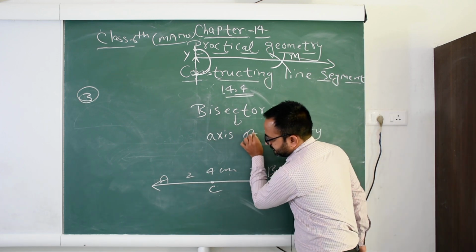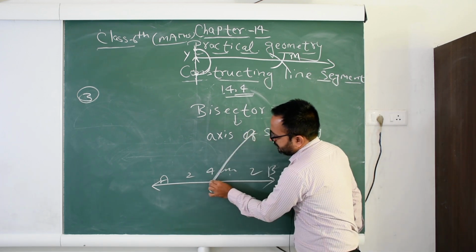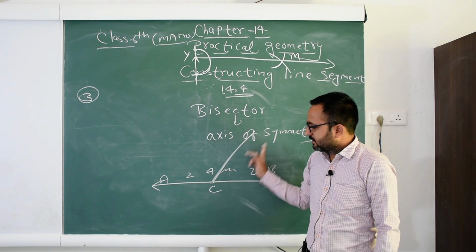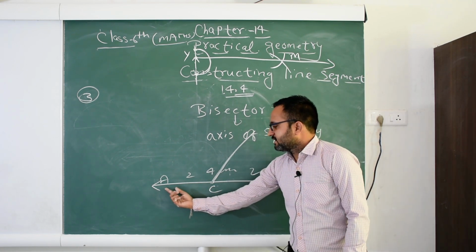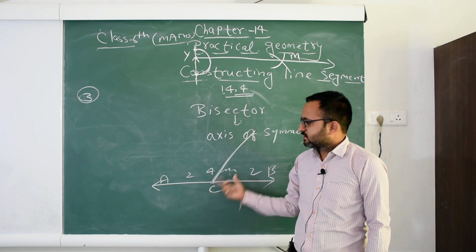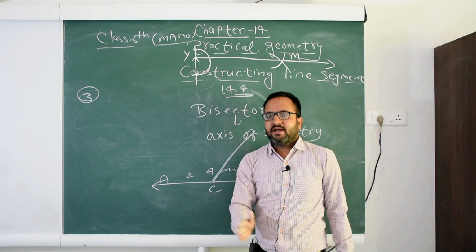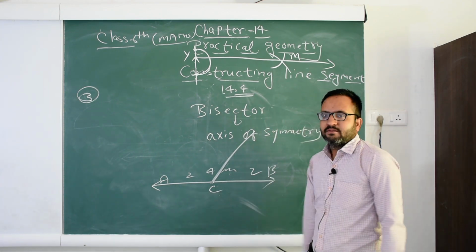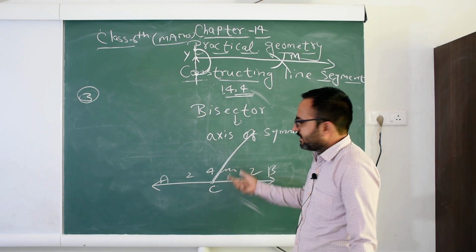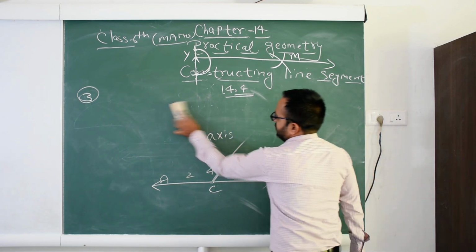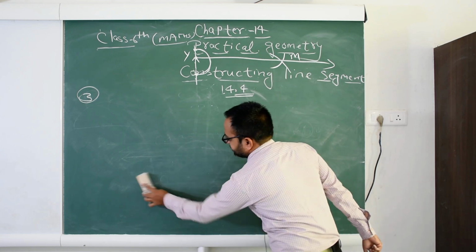So a bisector is another line segment that divides line segment AB into two equal parts. A bisector always divides a line segment into two equal parts. So this is called a bisector. Now we try to see how to construct a bisector. This is also called axis of symmetry.